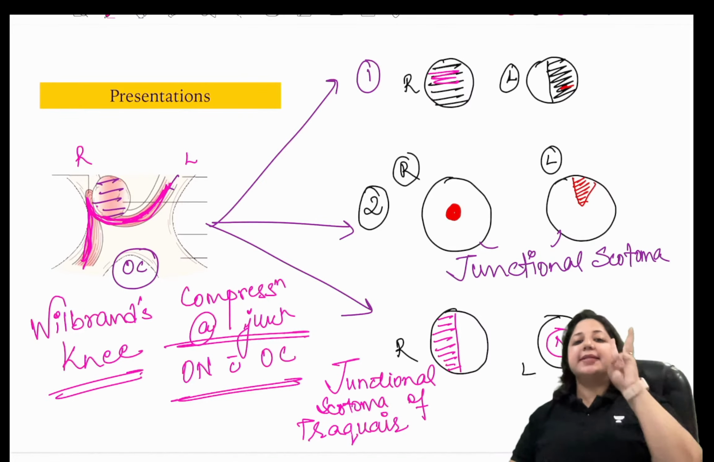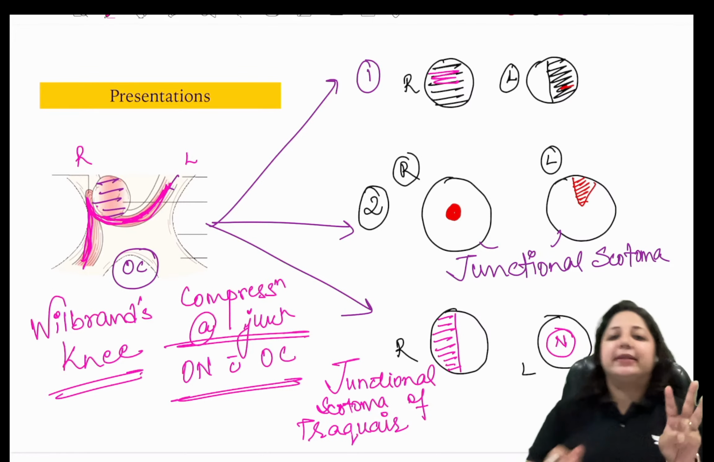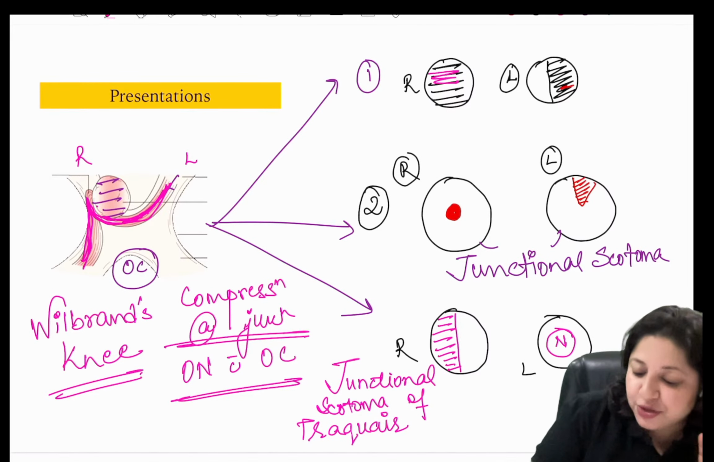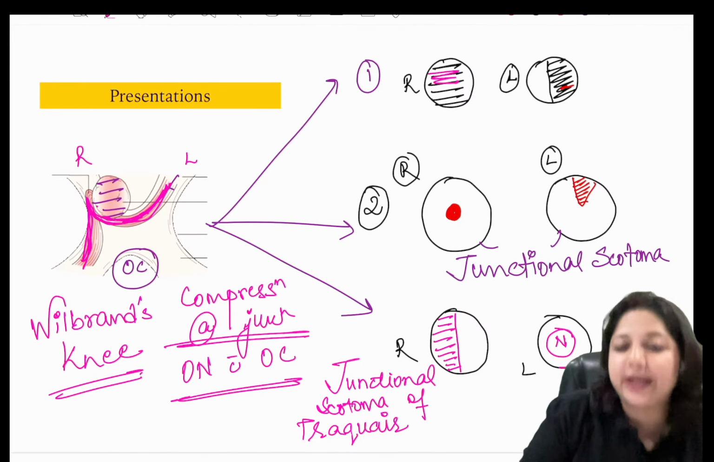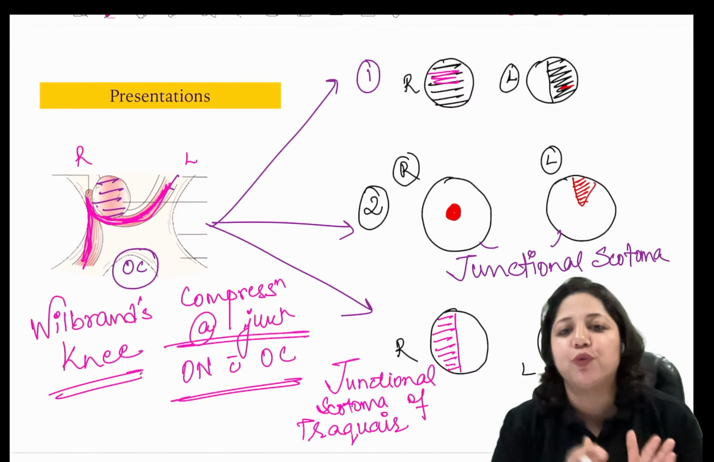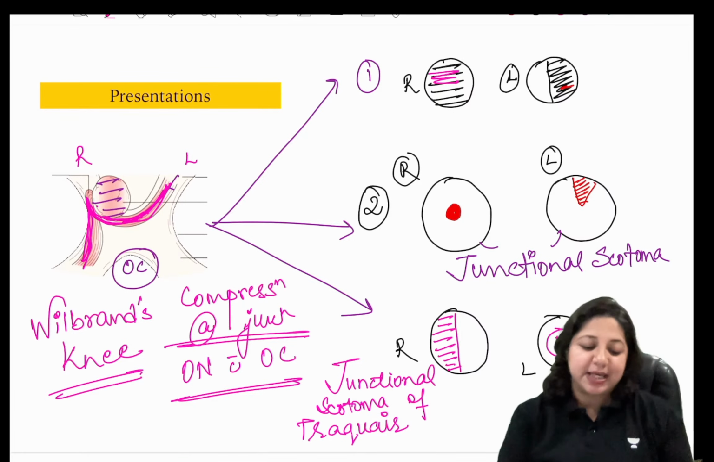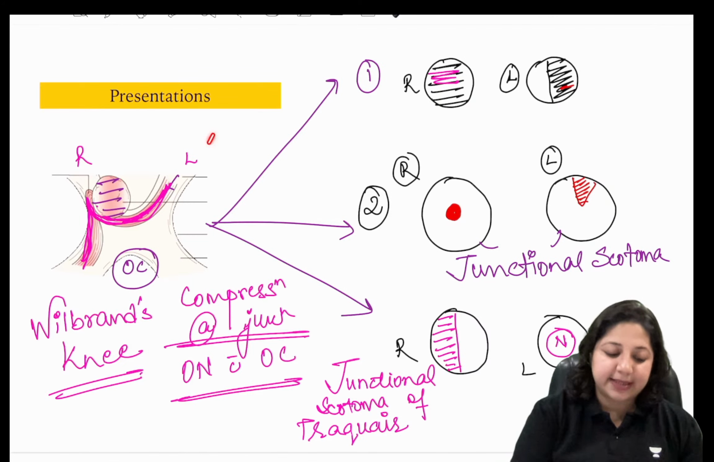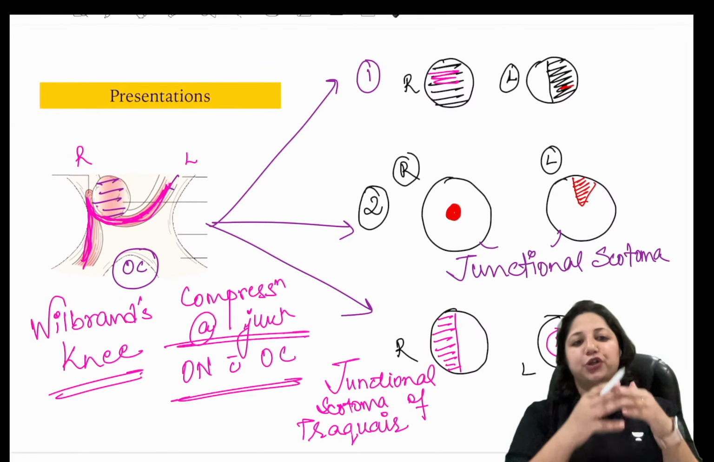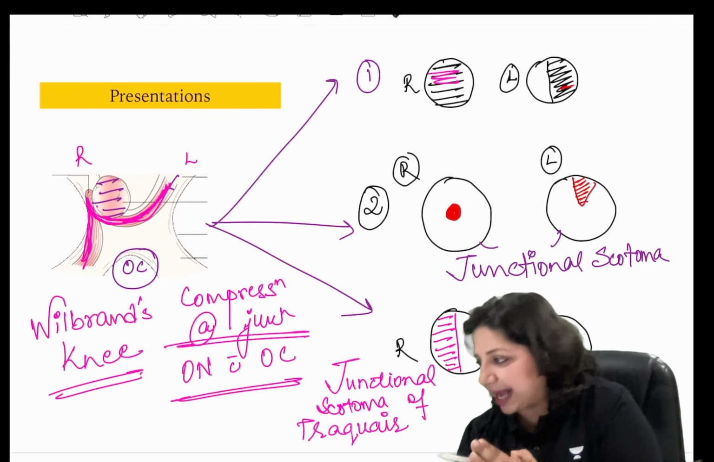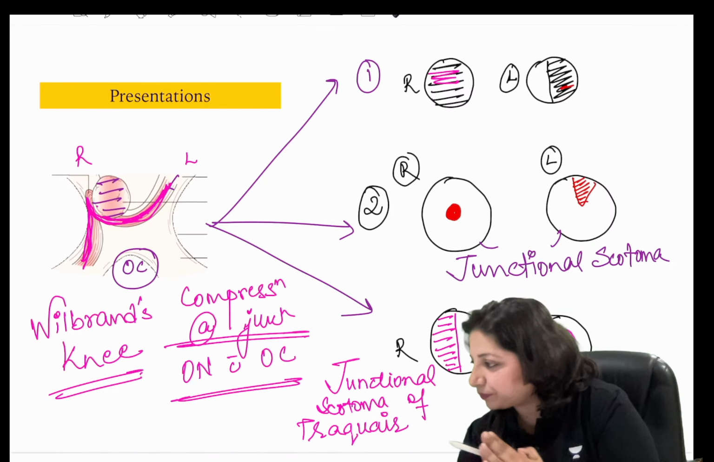Right? So now these are the three kinds of presentations that you can have. Do you get that? So here this eye will be completely normal. The contralateral is completely normal. Only temporal hemianopia of the affected side. So these are the three kinds of presentations that can occur with this kind of a lesion at the junction of the optic nerve with optic chiasm, right?